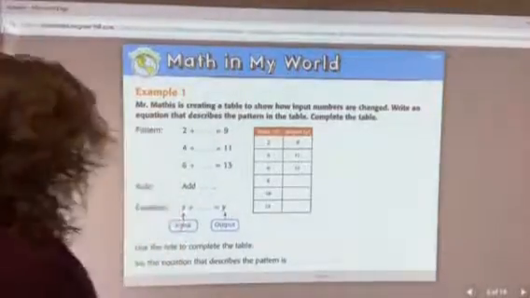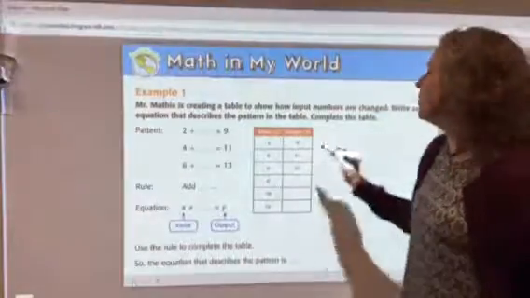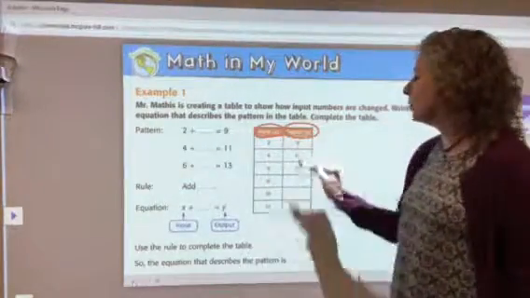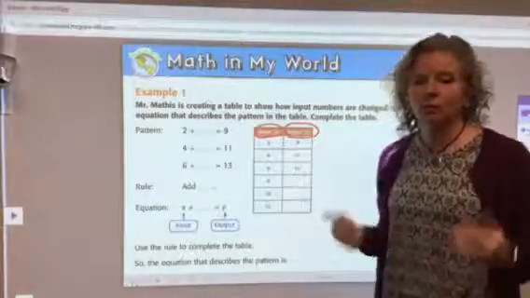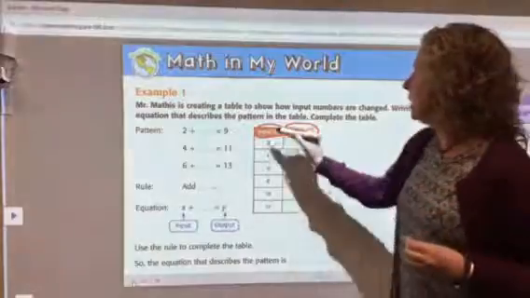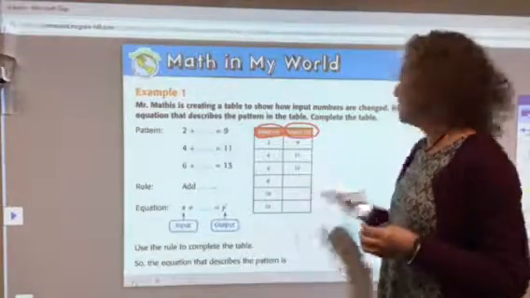I want us to take a peek at input and output tables. It's important for you always to look at the input. The input, that's what you start with. The output is what you end up with. In is the beginning, out is the end.